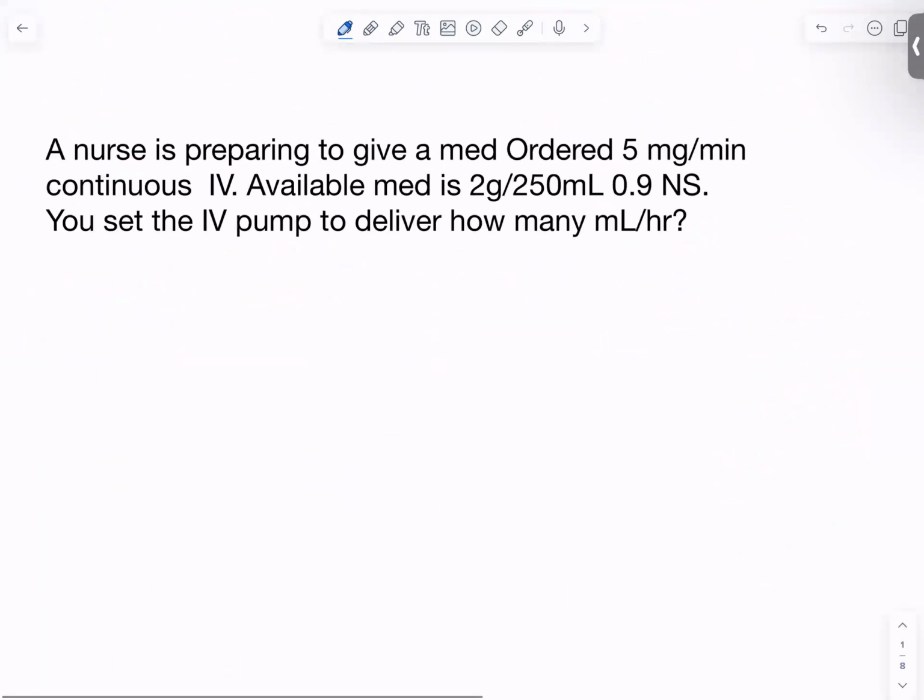Let's try this one. I'll give you a minute to solve. All right, let's solve. Let's do this. So I'm reading it. I'm always evaluating. I'm not jumping to conclusions. I got to read my doctor's orders.